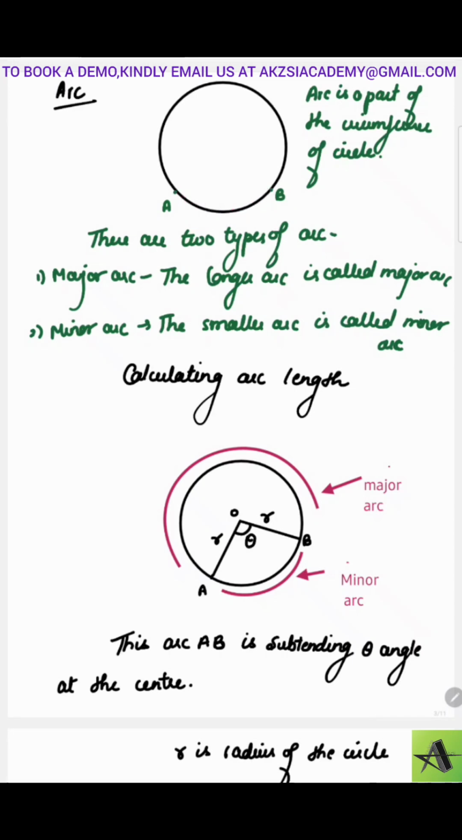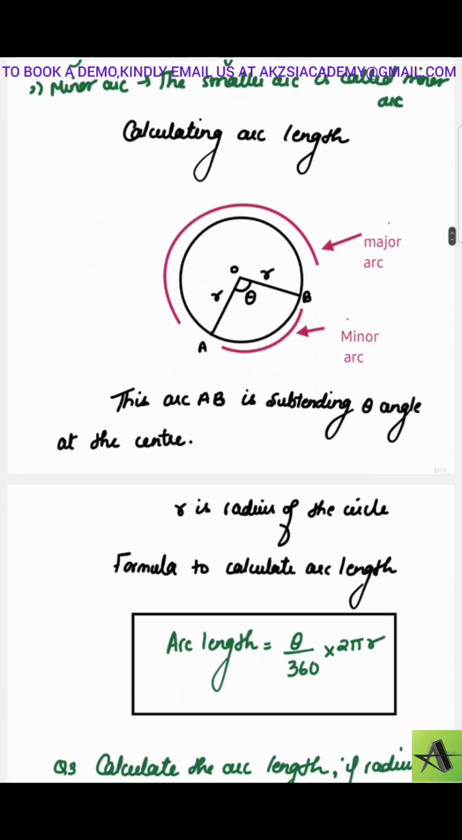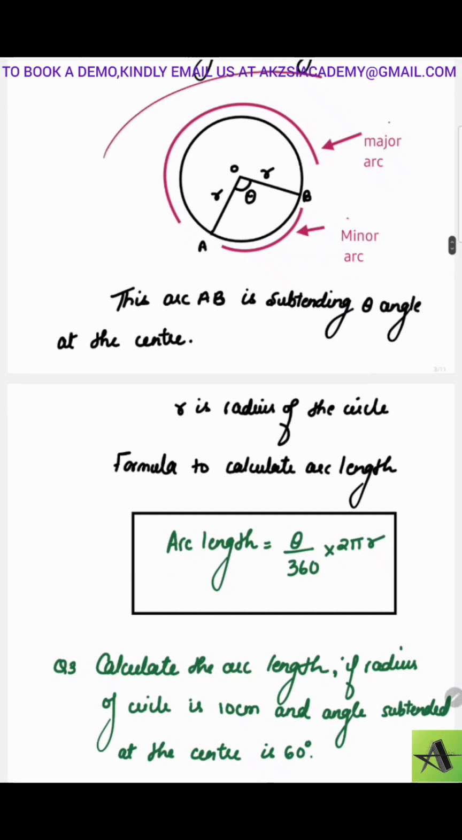Well, there are 2 types of the arc. If I say arc AB denotes this arc as well. And similarly, arc AB is this arc as well, right? This is also AB. But the smaller one will be called the minor arc and the bigger one will be called the major arc. Here you can see in this figure, the bigger one is the major arc and the smaller one is the minor arc.